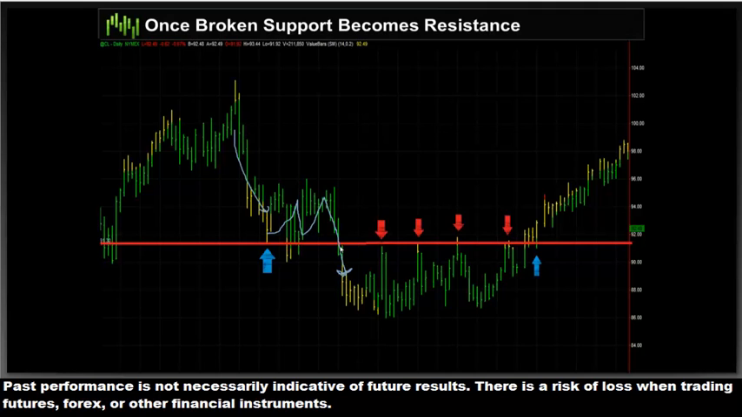At this point, the opposite side of the coin becomes true. Now what was once support is now resistance. Prices come down and then they turn back up and go right to the same price level, which is now acting as resistance. Prices bounce off of it, come down, go back up, bounce off of it again, come down, come back up.